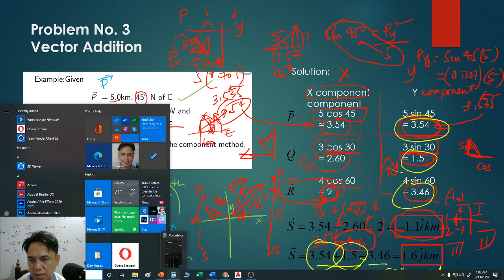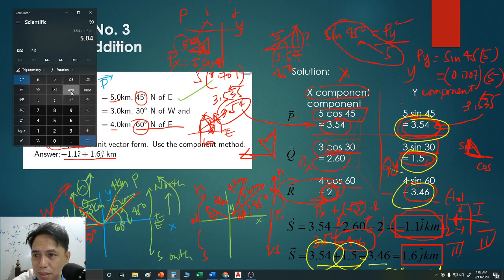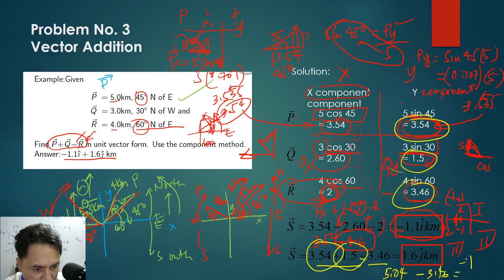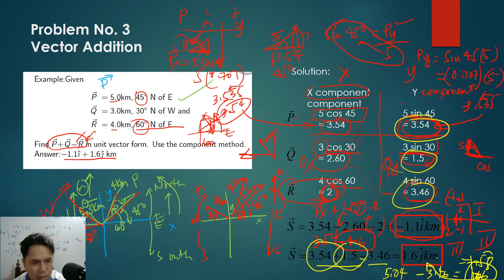If the number is still active, 5.04 minus 3.46. We deduct 3.46 from 5.04, it becomes 1.58. So the value here is 1.58. We just round up: 0.58, so 0.5, then this is 8. It's more than 5, so this one becomes 1.6. Okay, so there is 1.1 kilometer.